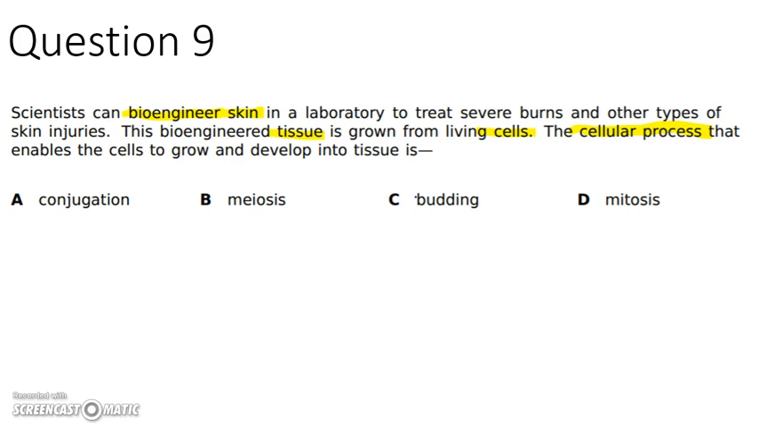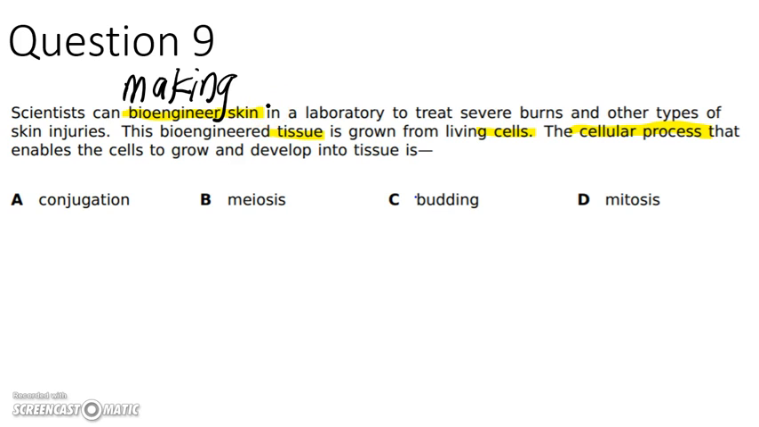So now breaking down these vocabulary words. Bioengineer, you may not know that term, and that's okay. That means that they are actually making skin. So we're going to say making here. But if you didn't know that word, that's okay. You can still answer this question. So they're making skin to treat burns.